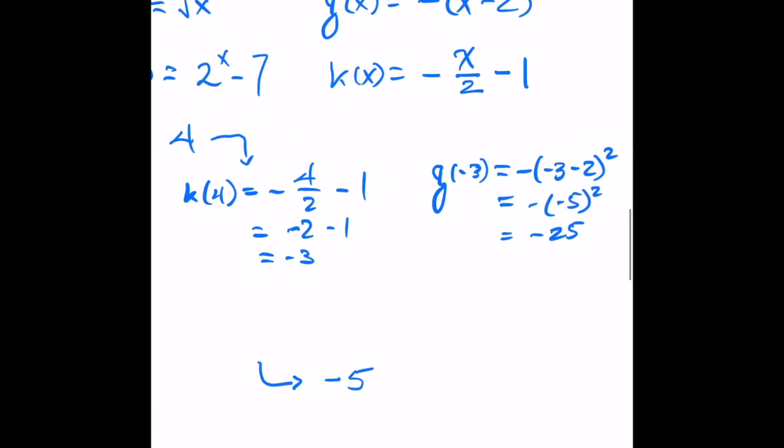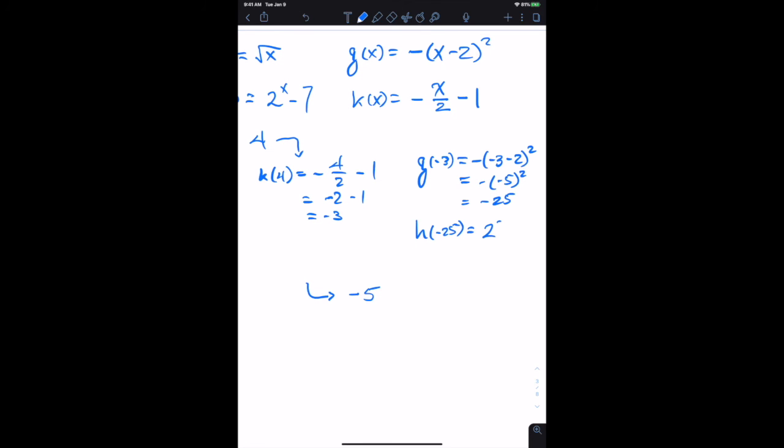Well, okay, now we're getting kind of screwy. H of negative 25, and that's really saying 2 to the negative 25 power minus 7. Well, 2 to the negative 25, I'm going to need a calculator for that. 2 raised to the negative 25 power is some ugly number, and if I subtract 7, it doesn't make it any better. So I end up with something that looks like this.